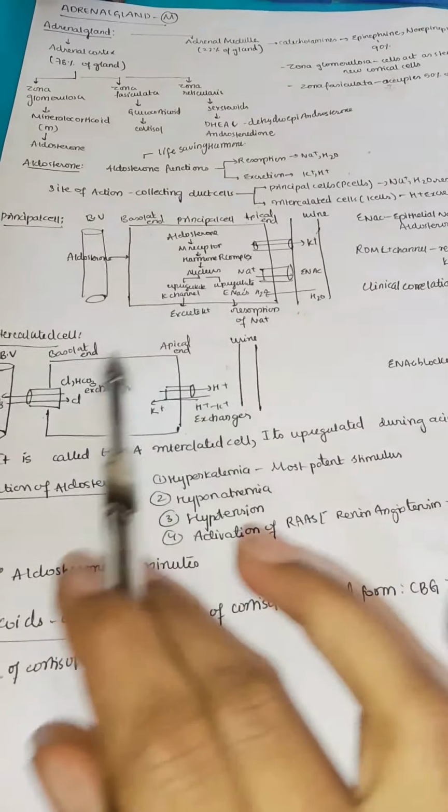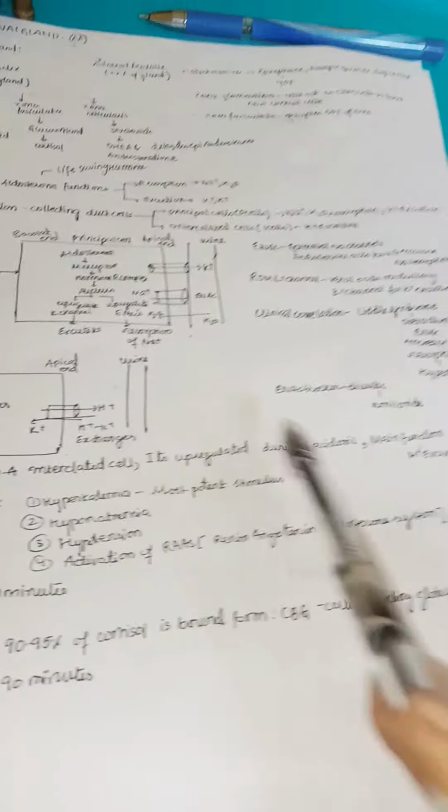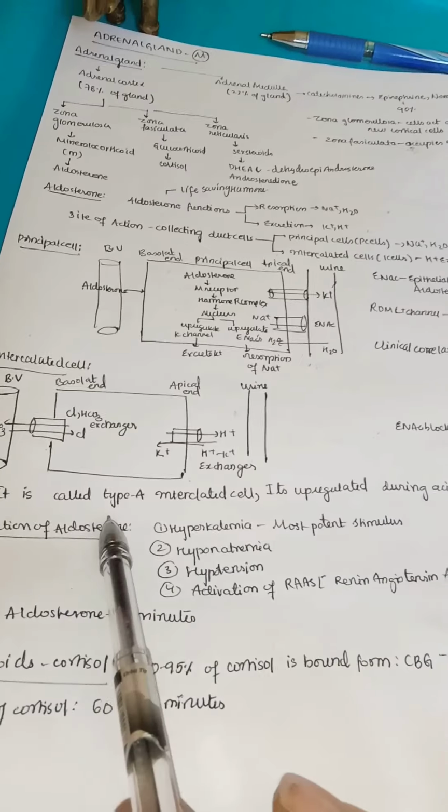So actually this is called a type A cell. This intercalated cell is called a type A cell. Why it is called that, we'll understand here. It's upregulated mainly during acidosis, hence it's called type A cell.